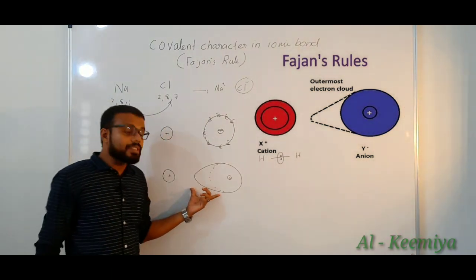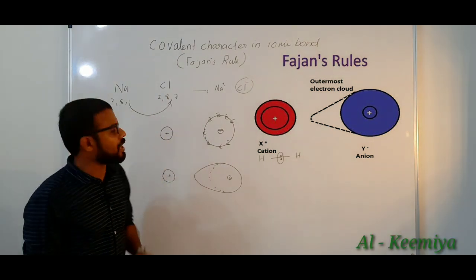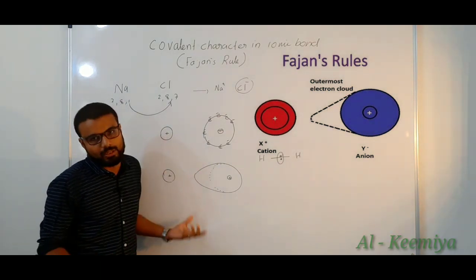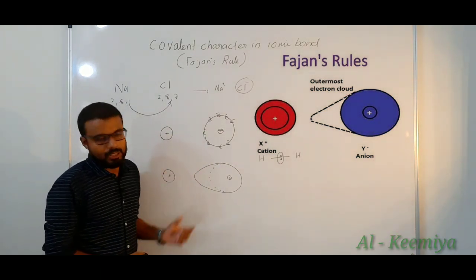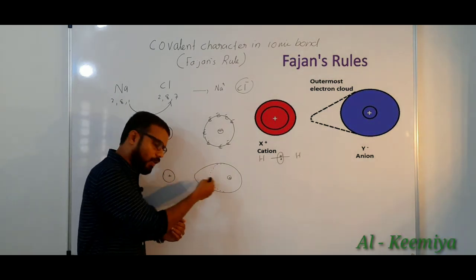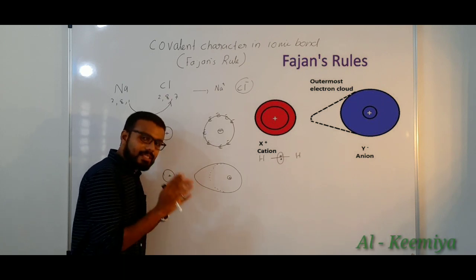Okay, so this is explained by Fajan's rule. This distortion is called polarization. Due to this polarization, some extent of sharing of electrons occurs between the two ions and it gets somewhat covalent character. Due to this polarization, some extent of sharing of electrons occurs between the two atoms and it gets some covalent character.